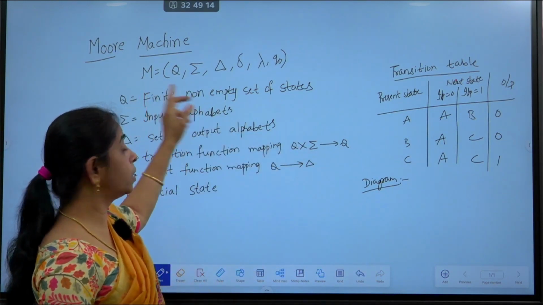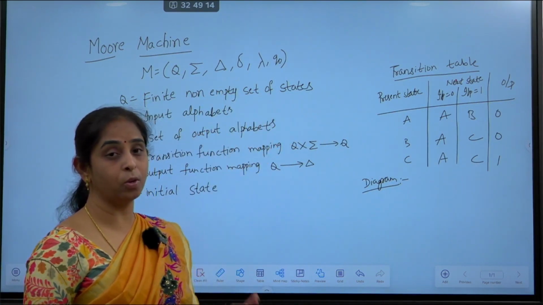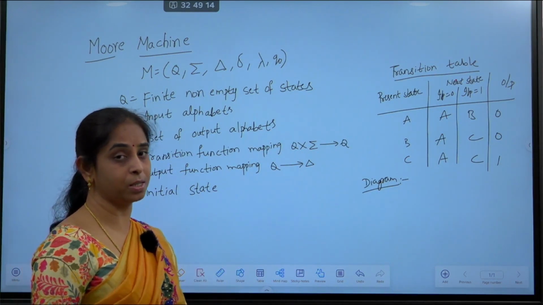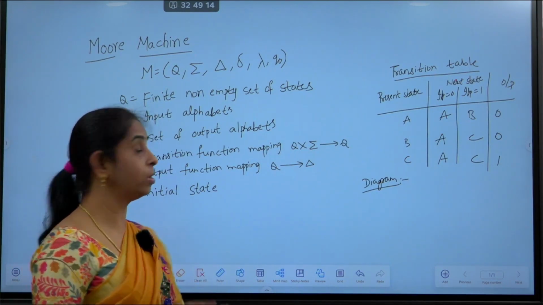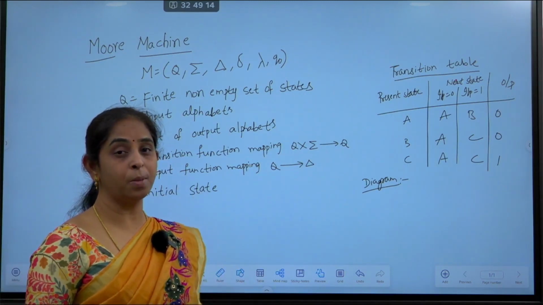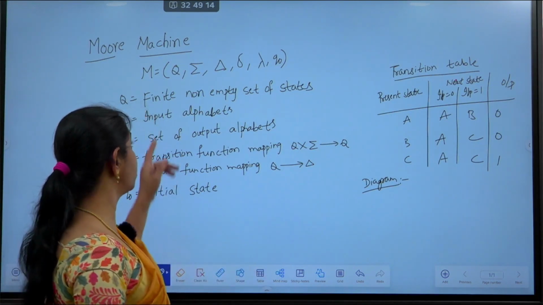The Moore machine contains a 6-tuple. It is also one type of finite automata with output. Here the Moore machine depends only on the present state itself. But when you see the Mealy machine, the transition function depends on the present state as well as the present input. Here we will see the Moore machine.